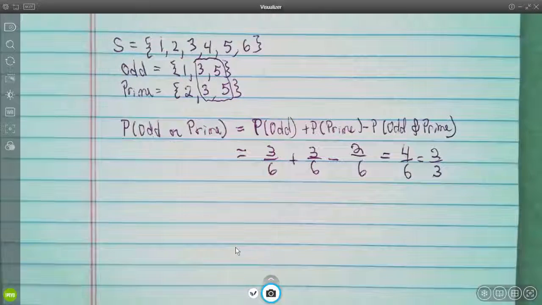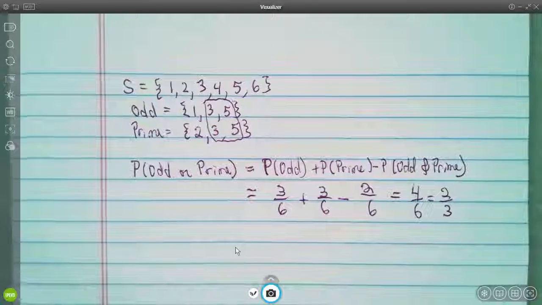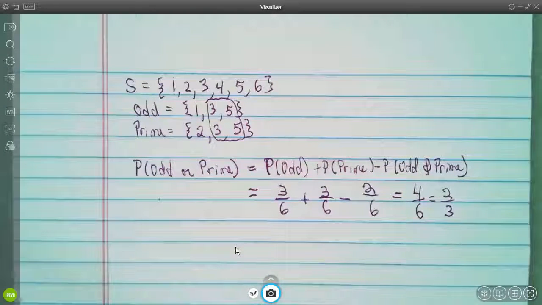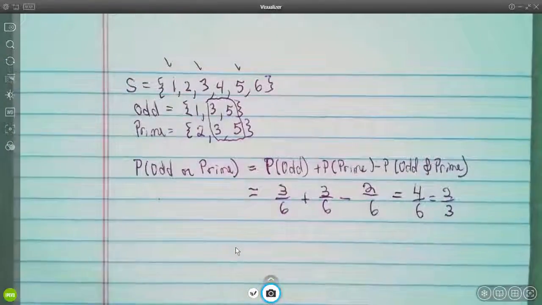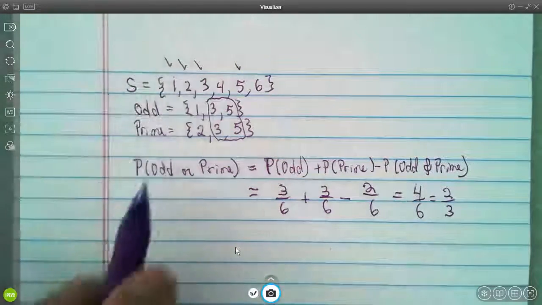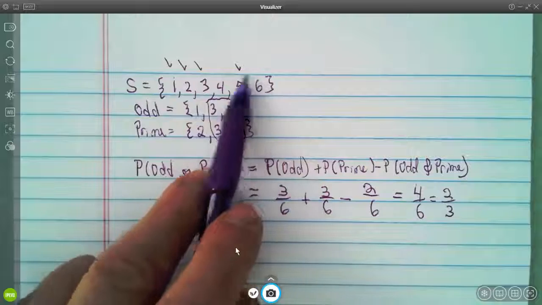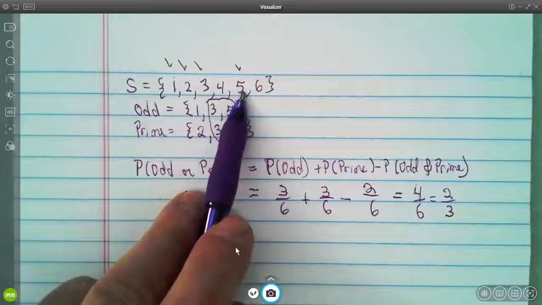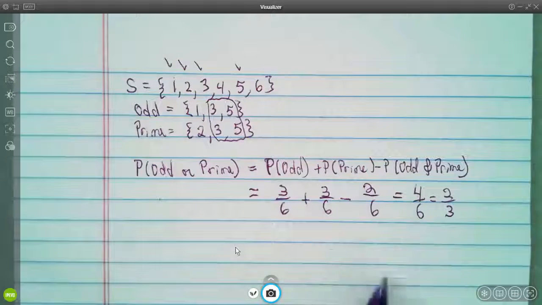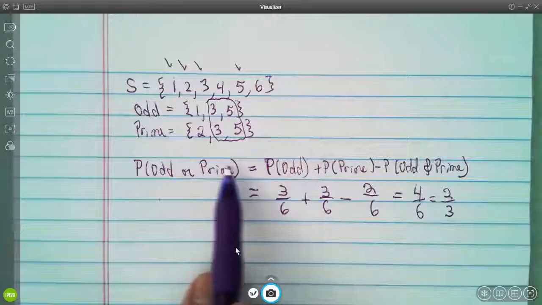Now, the instructions said to do this both with the addition rule and by direct counting. By direct counting, you would do something like this. What are the numbers that are either odd or prime? Well, odds: 1, 3, and 5. And have we missed anything with primes? Yes, 2 is prime. And of course, 3 and 5 are also prime, but we don't need to check those. They've already been checked off once, so we see that there are 1, 2, 3, 4 of the 6 outcomes that are either odd or prime. 4/6 reduces to 2/3, and that gives us the same result as if we used the formula.